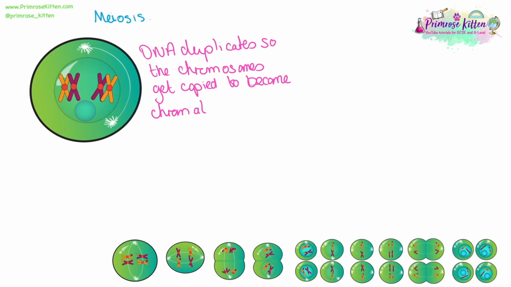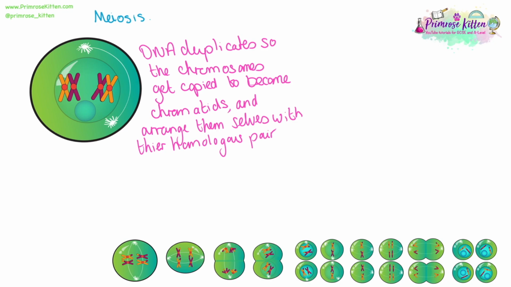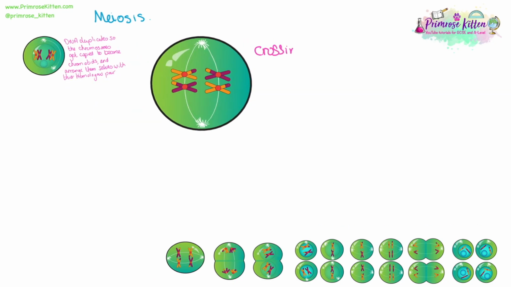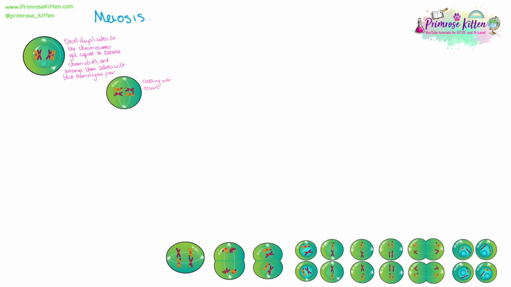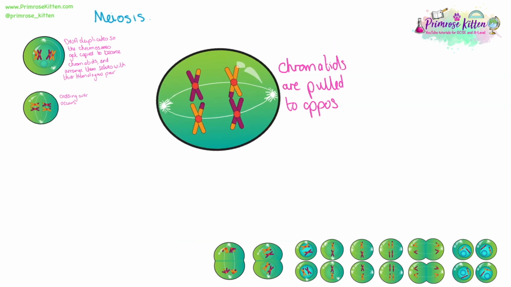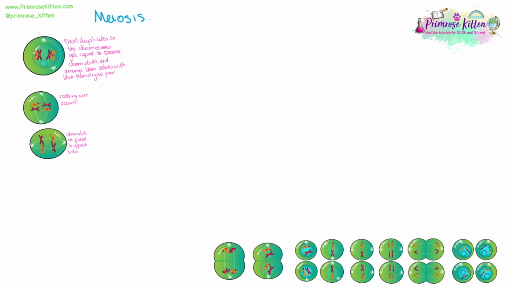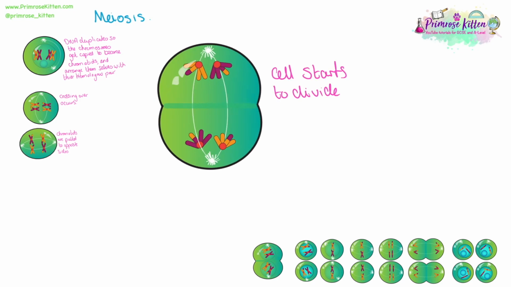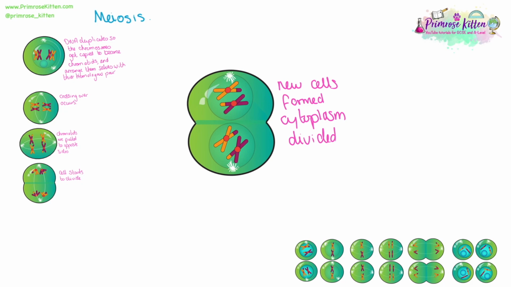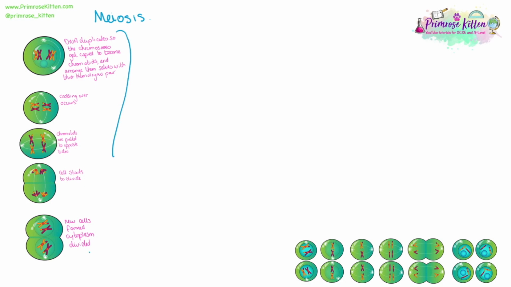The DNA is duplicated, so the chromosomes get copied to become chromatids. They will arrange themselves in the homologous pairs. We will get crossing over. The chromatids will line up and are pulled to the opposite sides of the cell. The cell will divide and the new cell membrane will form and cytoplasm is divided. This is meiosis 1, followed unsurprisingly by meiosis 2.